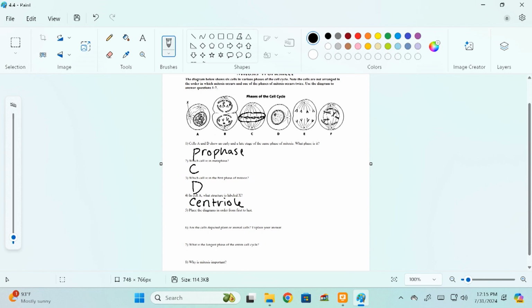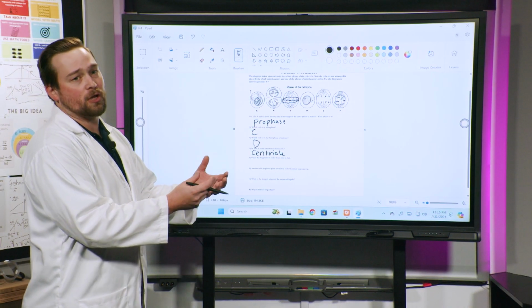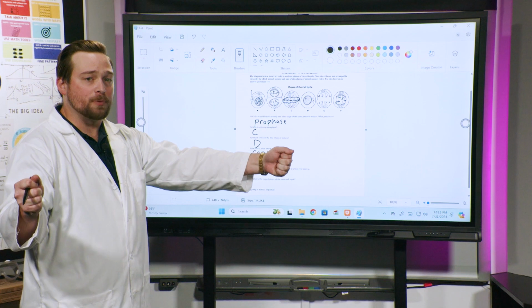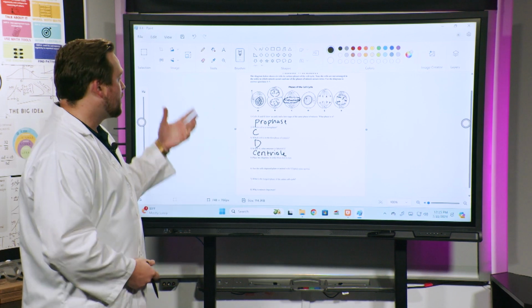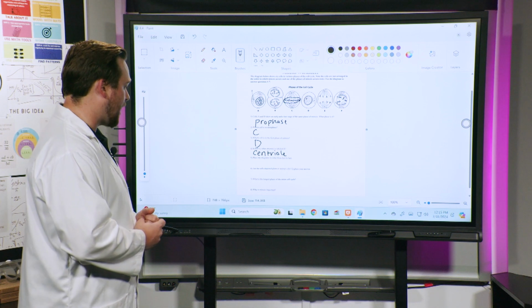Okay, centrioles are these little barrel-like structures. They have the microtubules coming off of them that attach to the chromosomes, and that helps us divide the chromosomes into the correct cells. So each of those that X is pointing to there, those are centrioles, okay?